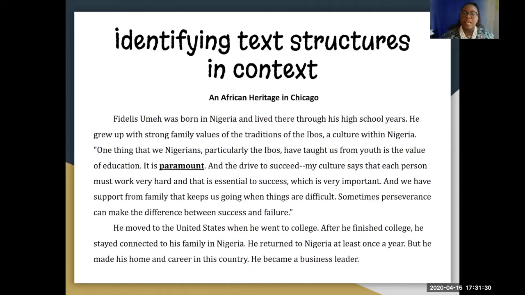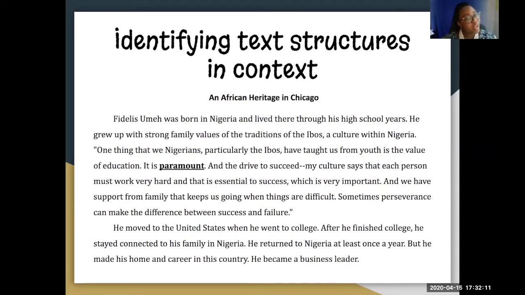Fidelis Ume was born in Nigeria and lived there through his high school years. He grew up with strong family values of the traditions of the Igbos, a culture within Nigeria. One thing that we Nigerians, particularly the Igbos, have taught us from youth is the value of education. It is paramount, and the drive to succeed. My culture says that each person must work very hard, and that is essential to success, which is very important. And we have support from family that keeps us growing when things are difficult. Sometimes perseverance can make the difference between success and failure.